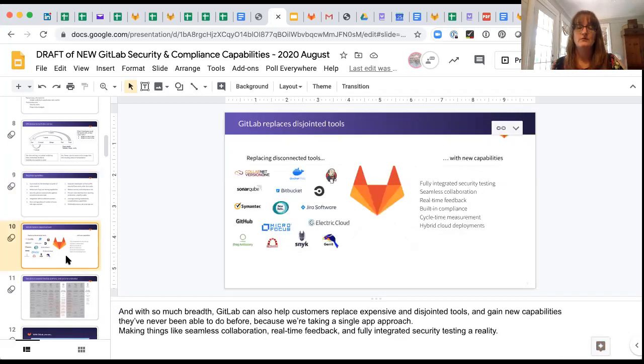Now, we replace disjointed tools. That's true across the whole DevOps lifecycle, but it's also true within security. A lot of the tools grew through acquisition, and there are a lot of point solutions out there. If they're using Snyk, for instance, Snyk does software composition analysis and license compliance, but it doesn't do SAST and DAST. If they're using Veracode or Fortify, the big ones, they are multifaceted, but they grew through acquisition.